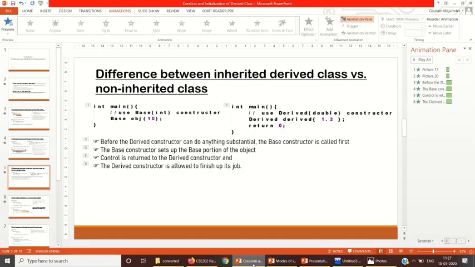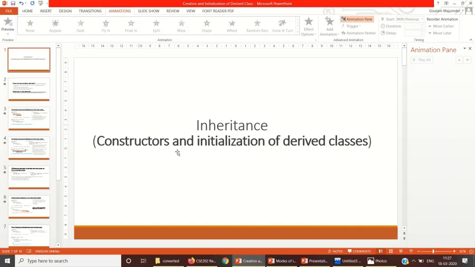In gist, what is the name of the topic that we're going to cover under this lecture? Constructors and initialization of derived class. Let's start this topic.